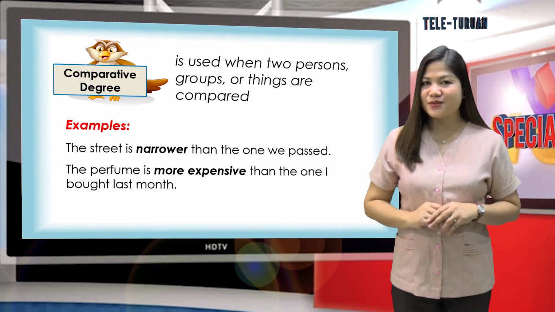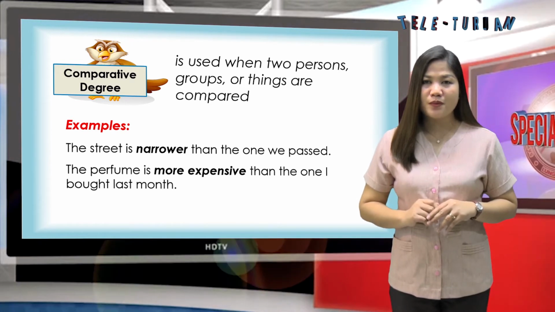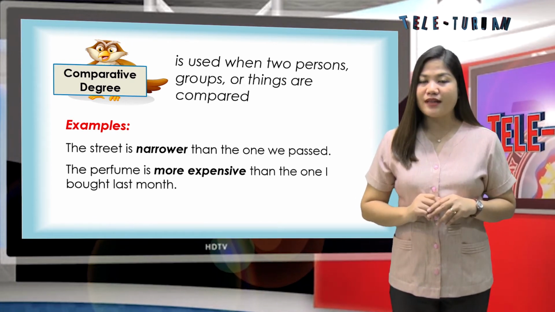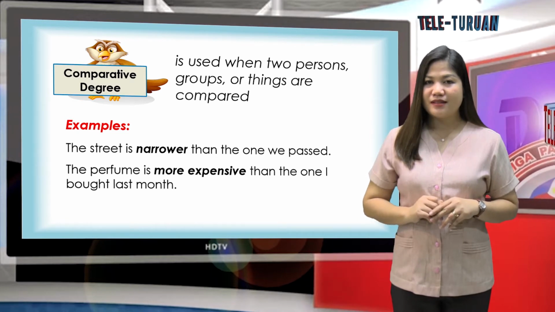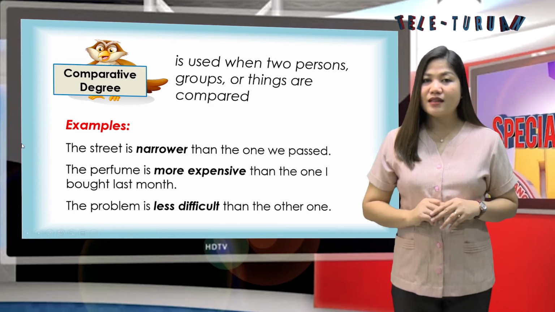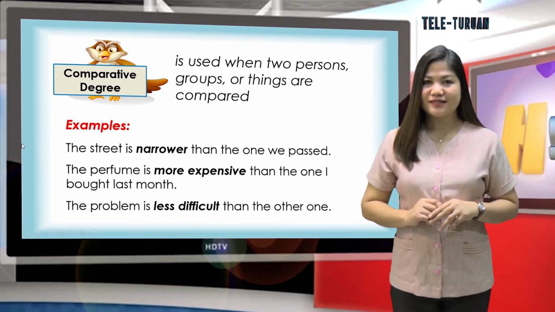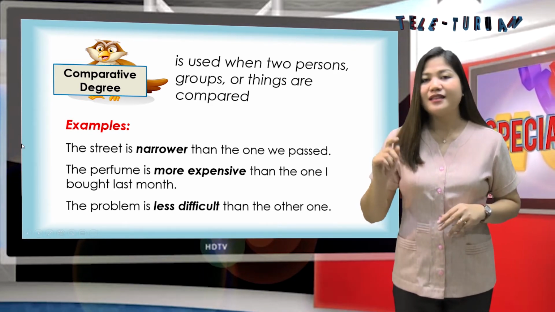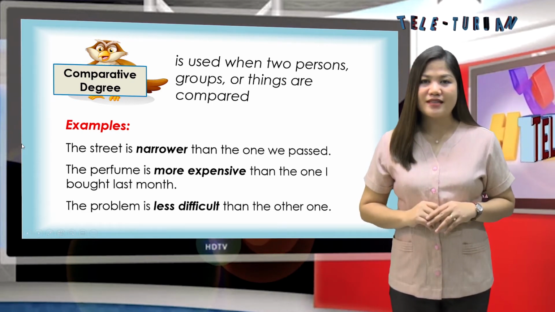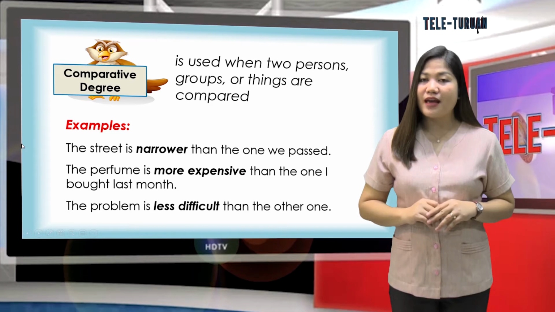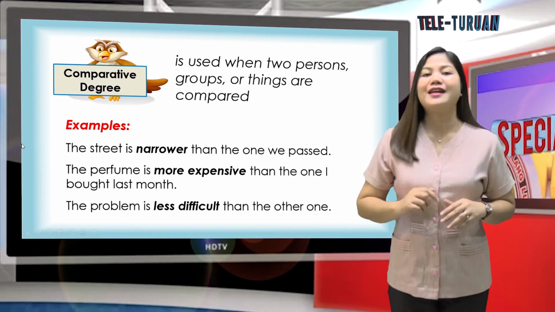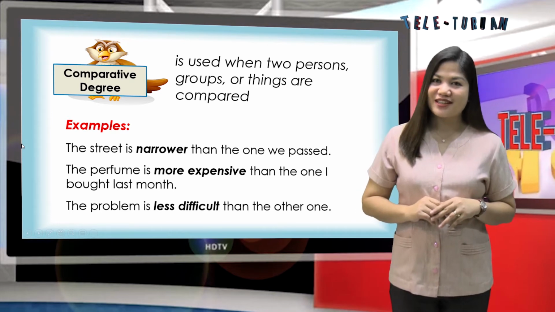Other examples: the perfume is more expensive than the one I bought last month. The problem is less difficult than the other one. If the adjective has 3 or more syllables, like the adjective expensive, we put more or less before the adjective.